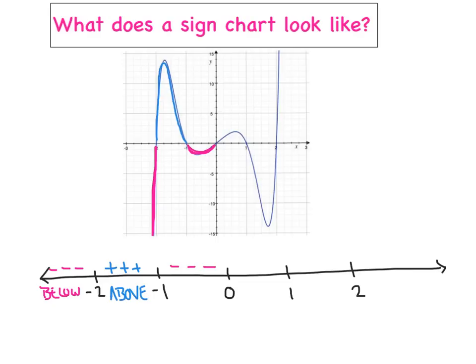bunch of negatives. Then I'm above the x-axis, so I'll put a bunch of positives. And then we're below the x-axis again, so I'll put a series of negatives. And then last but not least, everything from x equals 2 to x equals infinity is above the x-axis. So that's what a sign chart looks like.